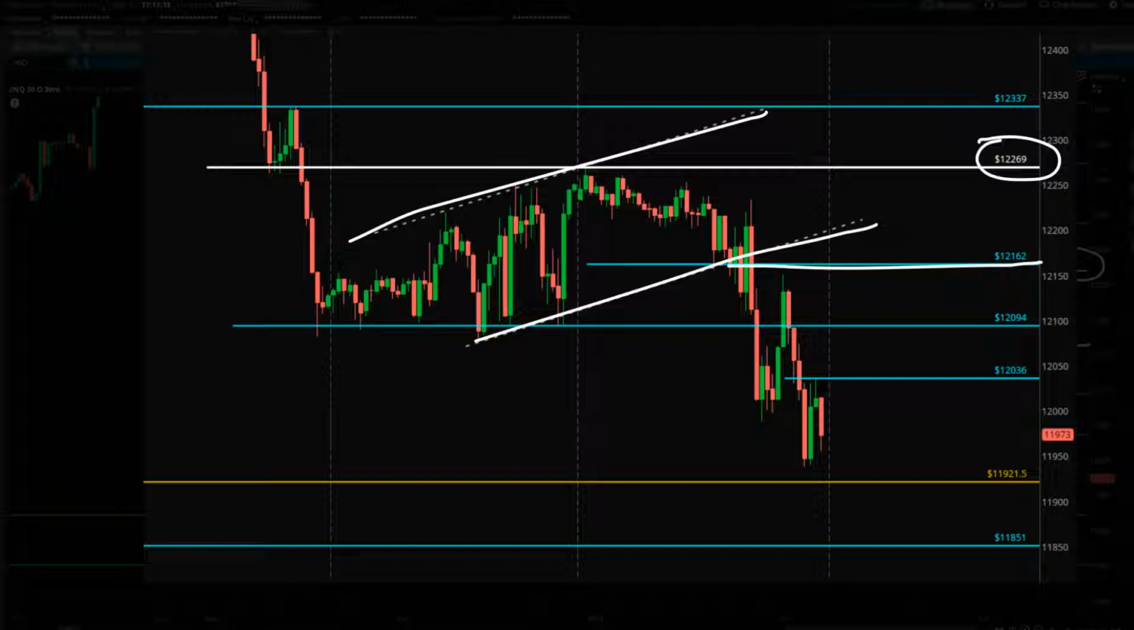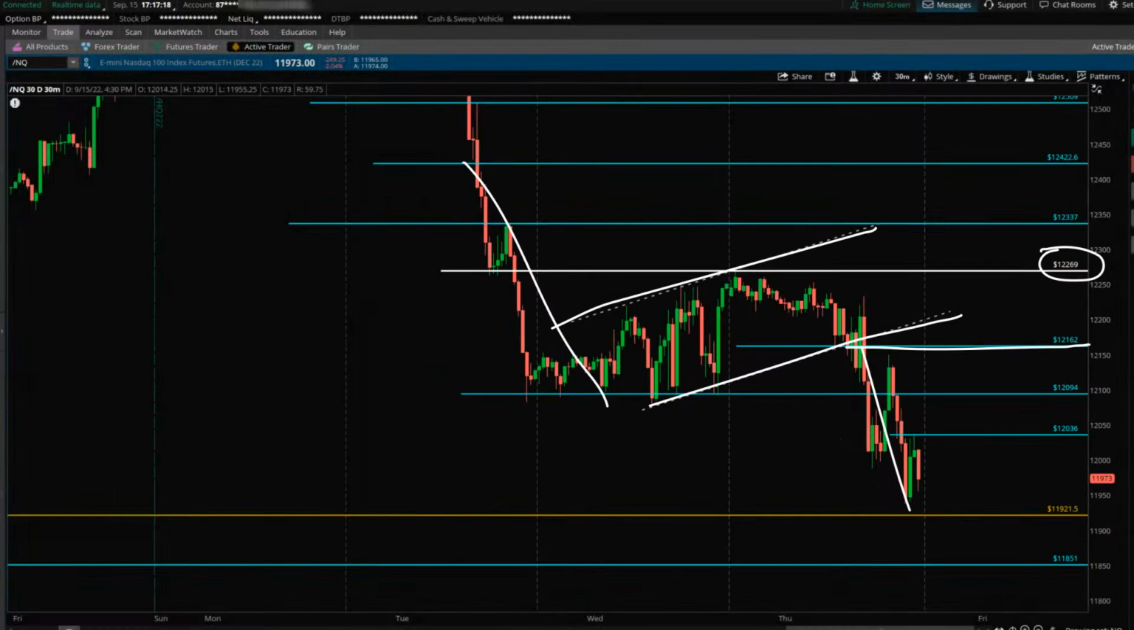Now these levels are updated for tomorrow, but you get the idea. 12,160 was the level we were looking for the price to get below as a potential breakout off this bear flag, and that's exactly how it played out. So the preference should have been only looking at short setups, unless or until the price went above 12,270.